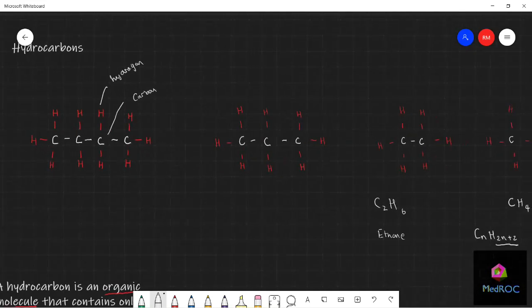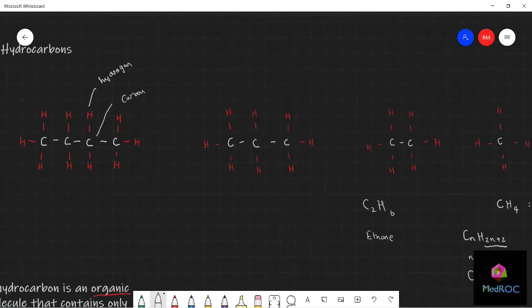So what I'd like you guys to do is quickly find the molecular formula for this organic molecule here. So this is CnH2n+2. Use this. I'll give you 5 seconds here just to work this out for yourself.